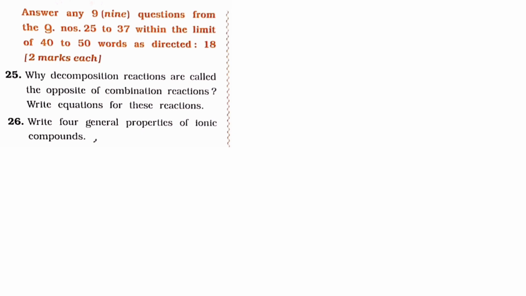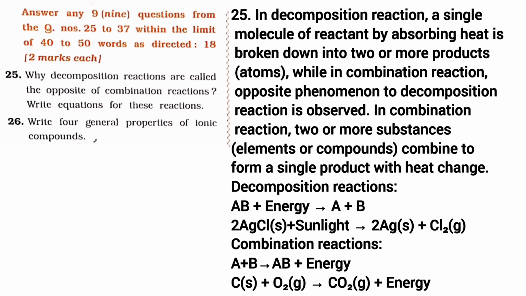Question number 25. Why are decomposition reactions called the opposite of combination reactions? Write equations for these reactions. Answer. In decomposition reaction, a single molecule of reactant by absorbing heat is broken down into 2 or more products, while in combination reaction, the opposite phenomenon to decomposition reaction is observed. In combination reaction, 2 or more substances combine to form a single product with heat change.